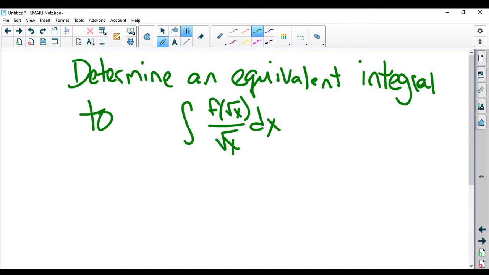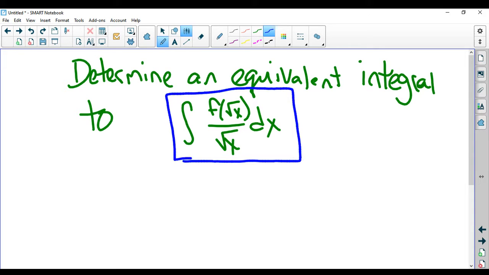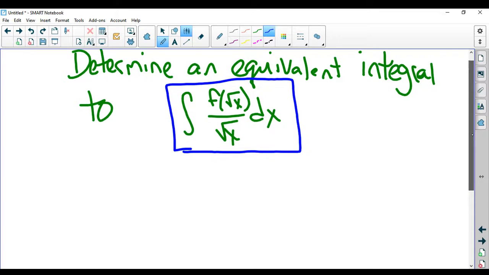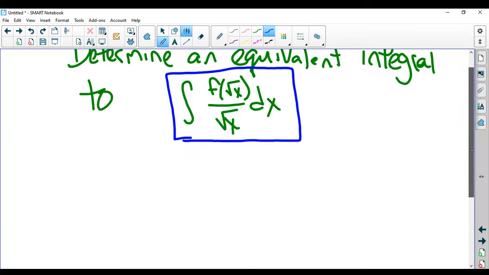So here is one possible way that the AP people can test your knowledge of integration without really allowing you to look it up, say on Wolfram Alpha. Here we're going to determine an equivalent integral to this integral I made up. Now they probably won't have this exact specific type of question, but it's just something to keep in mind.